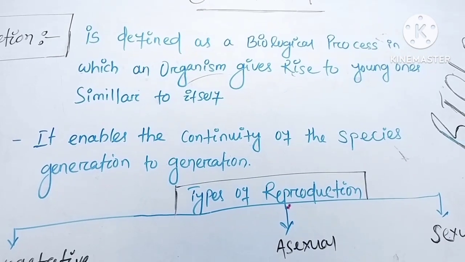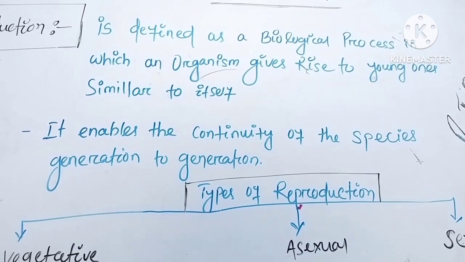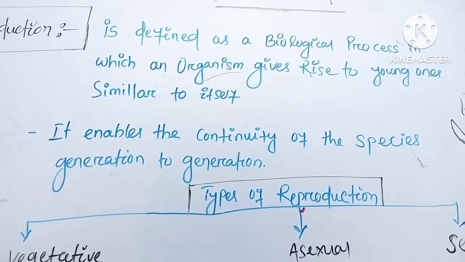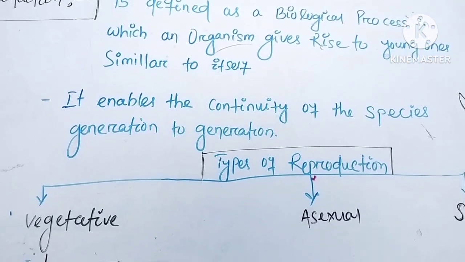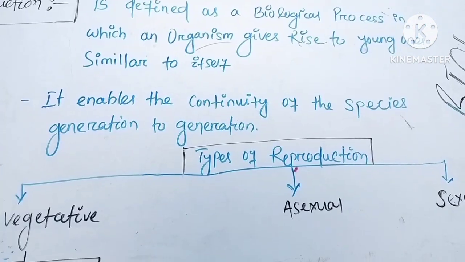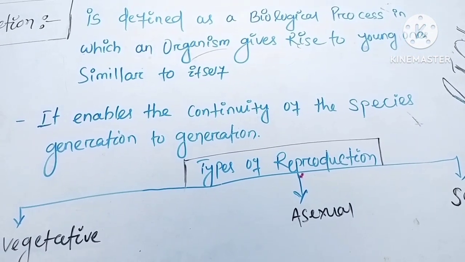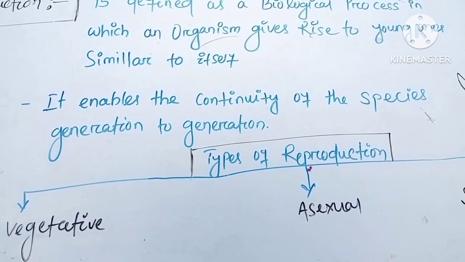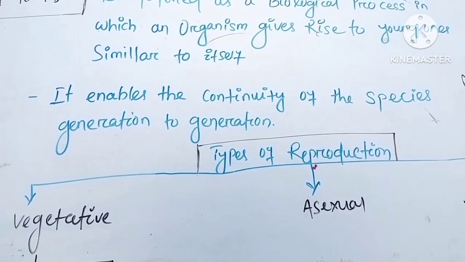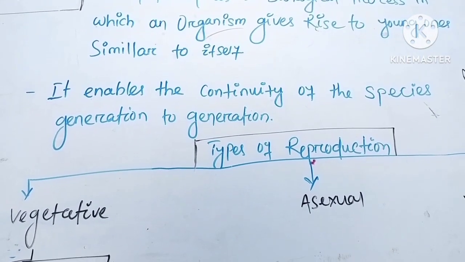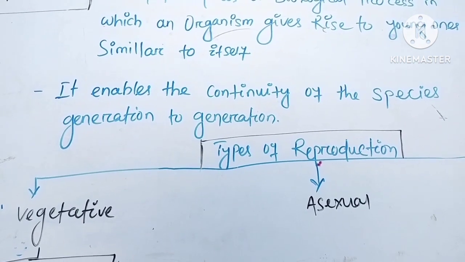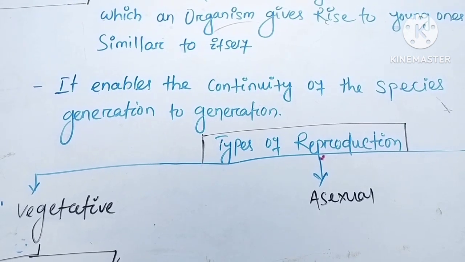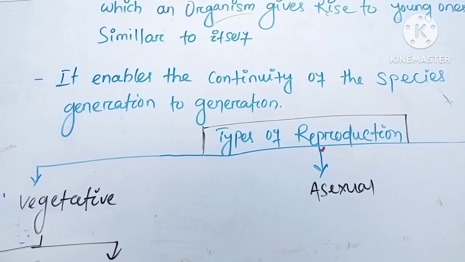Over several millions of years, one species can produce young ones similar to themselves and continue life from generation to generation. It enables the continuity of the species from generation to generation. Enables means it can create the continuity of species from generation to generation. One species can generate offspring, and this offspring can produce their own offspring. In that way one organism can maintain continuity over several generations of time.